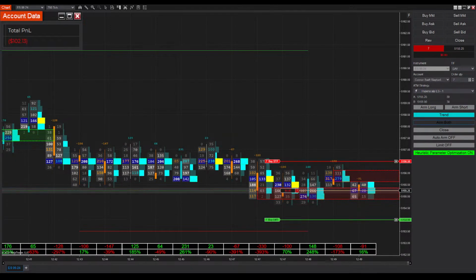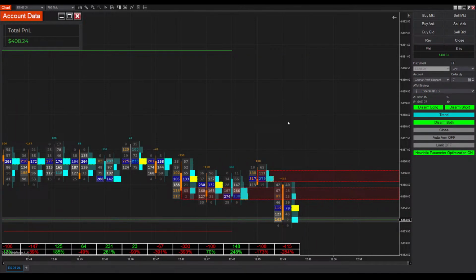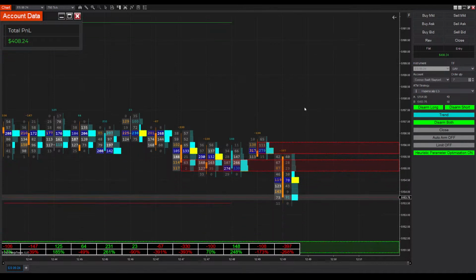Oh, there we go. There's our first trade of the day here. Finally got filled into something there. Ended up winning that one up to $408.24.